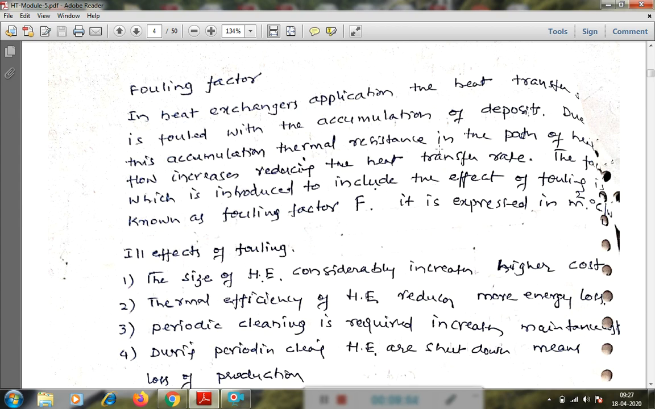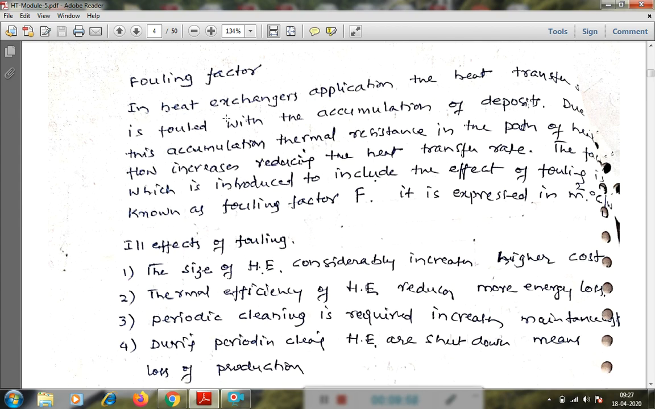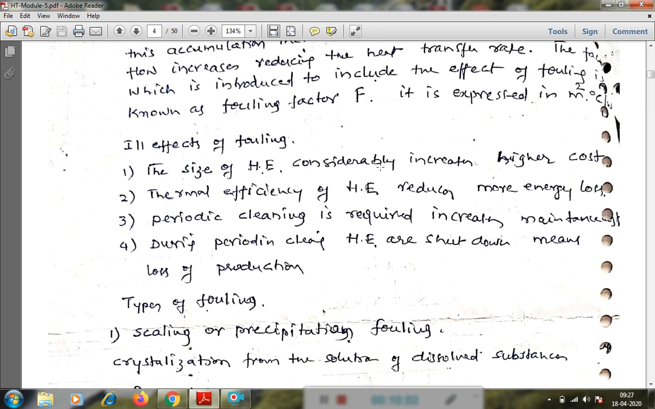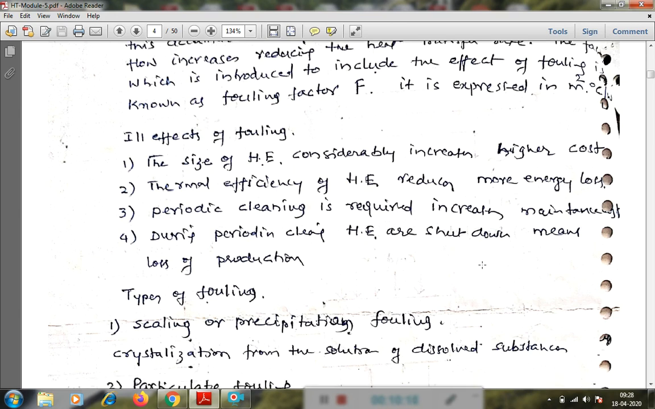Additional resistance is added to the heat transfer. The fouling factor may lead to a larger size being required, due to which the cost will be higher. The thermal efficiency reduces. Periodic cleaning is required. During periodic cleaning, a shutdown takes place, where production loss also takes place.